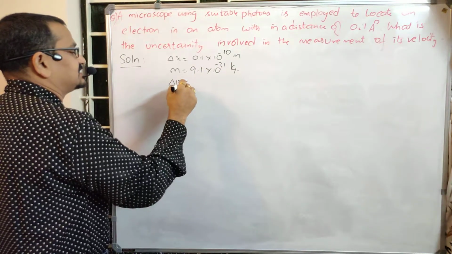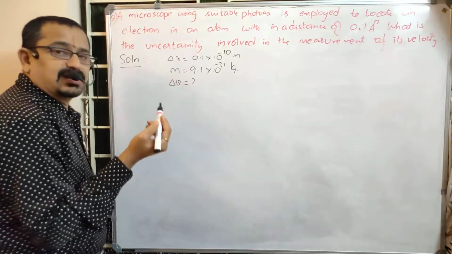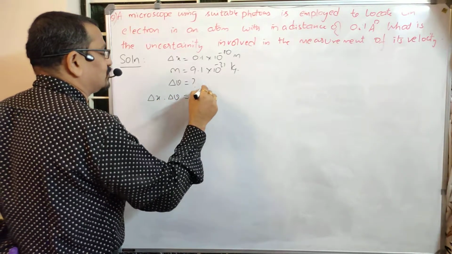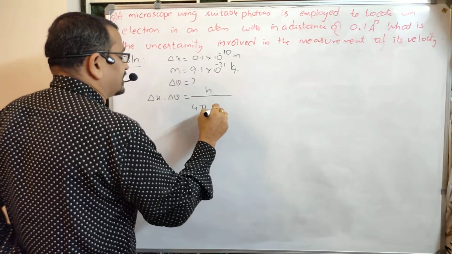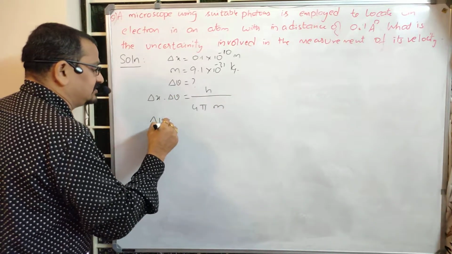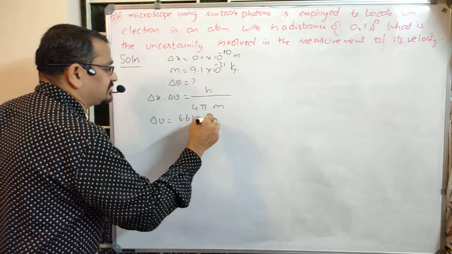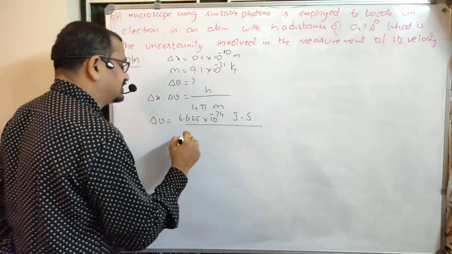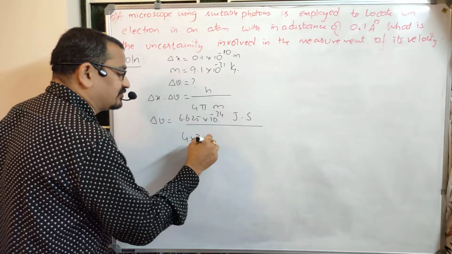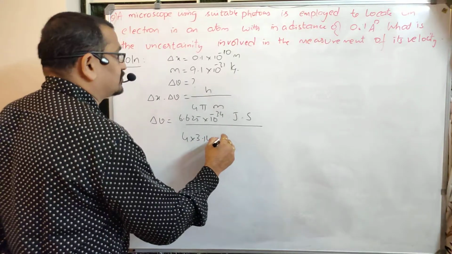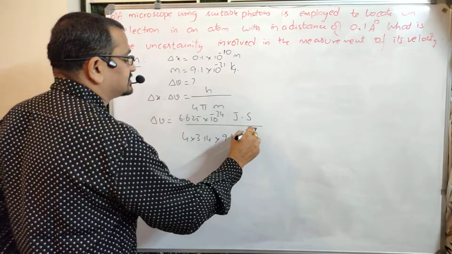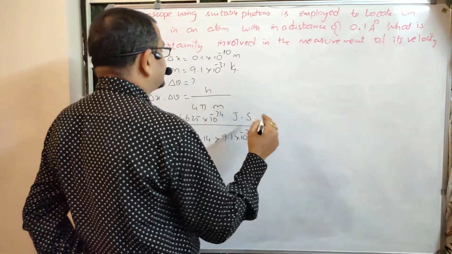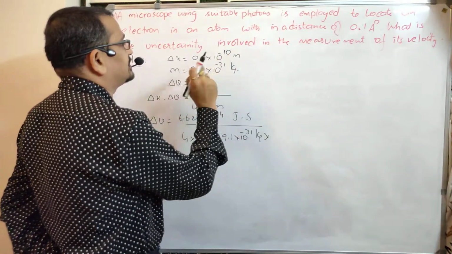And we are asked to find out the uncertainty in velocity. So let us apply Heisenberg's uncertainty principle, which is given as delta x into delta v equals h by 4 pi m. So we need to find delta v, that equals 6.625 into 10 power minus 34 joule second over 4 into pi value 3.14, we are aware of, and the mass of the electron is 9.1 into 10 power minus 31 kg into delta x. Also we are taking this here to the denominator. Delta x is given as 0.1 into 10 power minus 10.